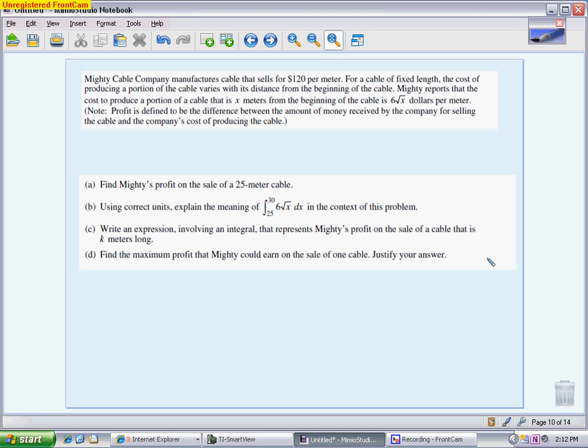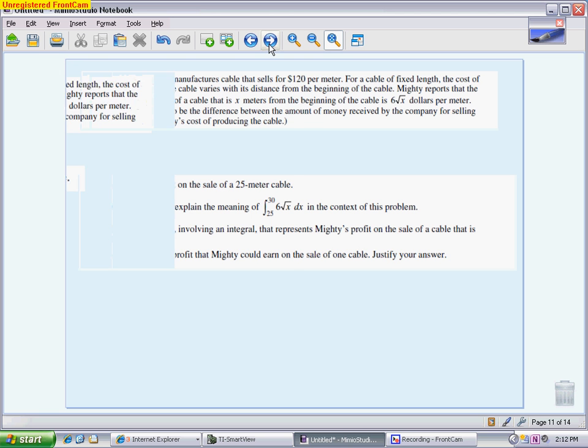So Part A. Part A wants to know the profit that you would get on the sale of a 25-meter cable. Part A is going to be worth 2 points. So I'm going to go through that. If you want to pause it and try it on your own, I'm going to go through right now how you get Part A, how you get the 2 points.